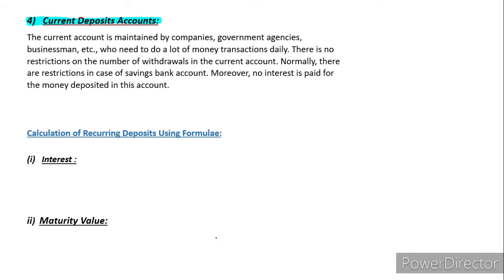Like in case of FD, RD, you cannot take out money within the fixed duration. There are restrictions. But current deposit account में क्या है कि कोई restriction नहीं है. You can take out as much amount anytime. There is no restrictions, no limits on that. But इसमें क्या है, इसमें interest नहीं मिलता है आपको. Current deposit account is an account where you get zero interest. आपको इस पर कोई इंटरेस्ट नहीं मिलता है.